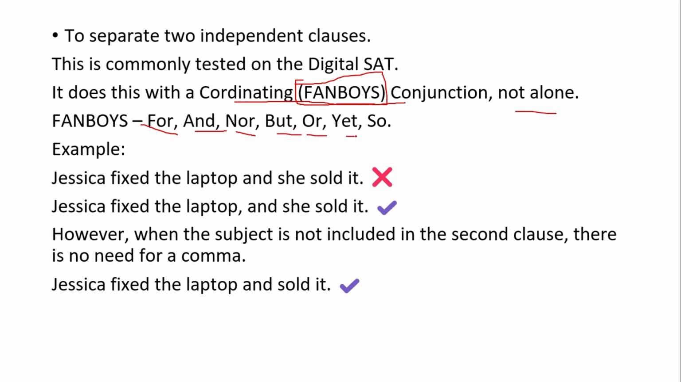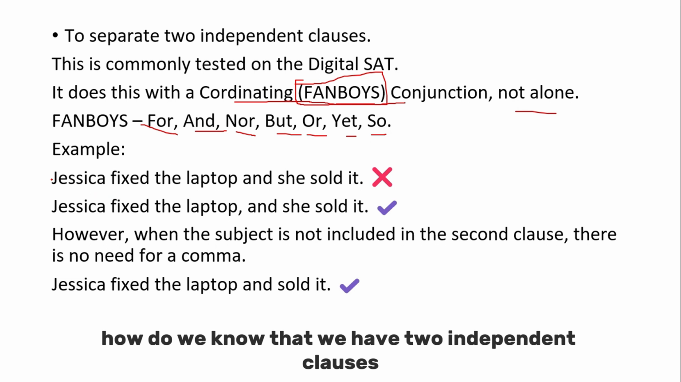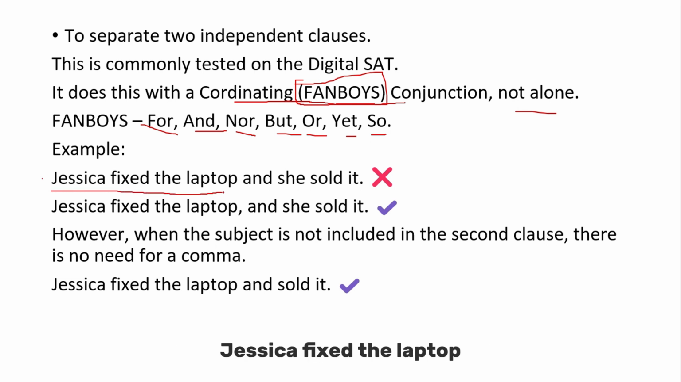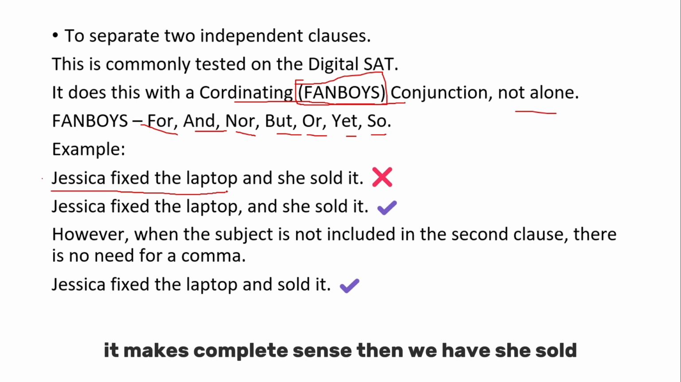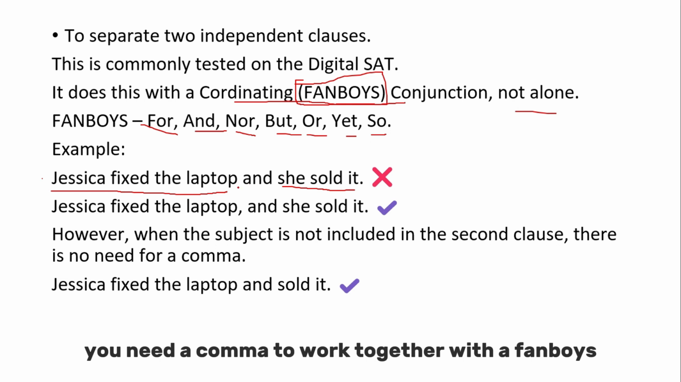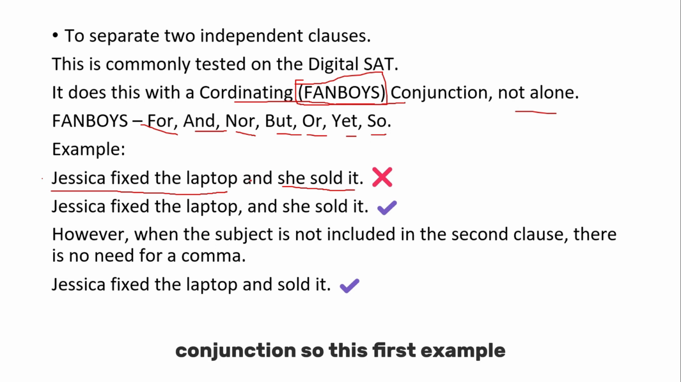So looking at this first example, how do we know that we have two independent clauses there? We have Jessica fixed the laptop. You can walk up to someone and say Jessica fixed the laptop. It makes complete sense. Then we have she sold it. Makes complete sense. So we have two independent clauses. And then you need to know that you need a comma to work together with a fanboys conjunction.